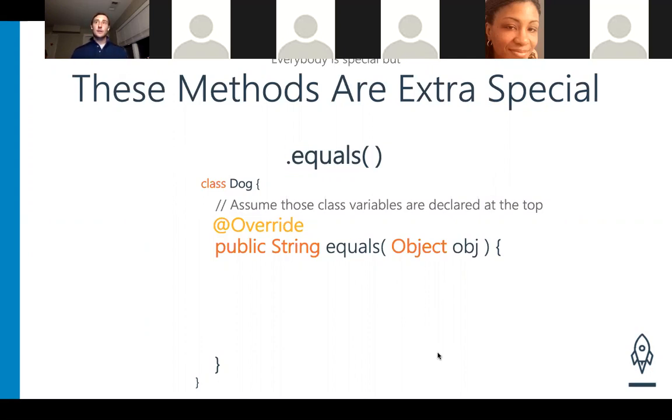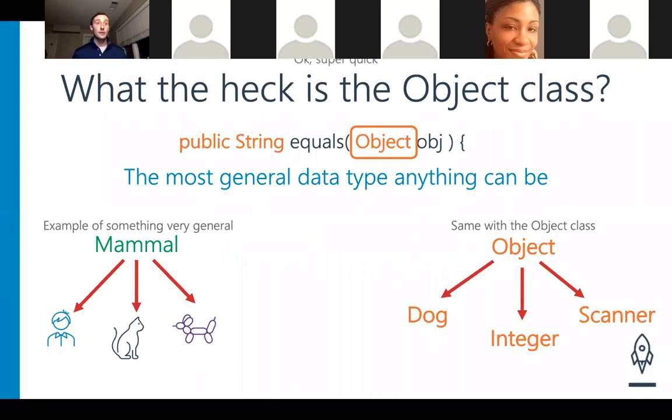Yeah, can you go over that one more time? Absolutely. Say I want you to give me food. Well, you can give me cake, ice cream, or salad. I'm asking for food. That's exactly what's happening in that object parameter. If it's asking for an object, it's saying you can hand me a dog object, an integer object, or a scanner object.